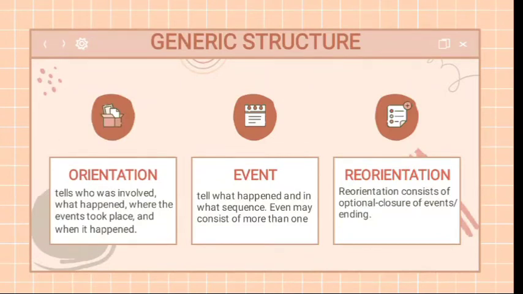Generic structure. A recount text has three generic structures. Number 1, orientation. Orientation tells who was involved, what happened, where the events took place, and when it happened. Number 2, event. Event tells what happened and in what sequence. An event may consist of more than one. Number 3, reorientation. Reorientation consists of an optional closure of events or ending.